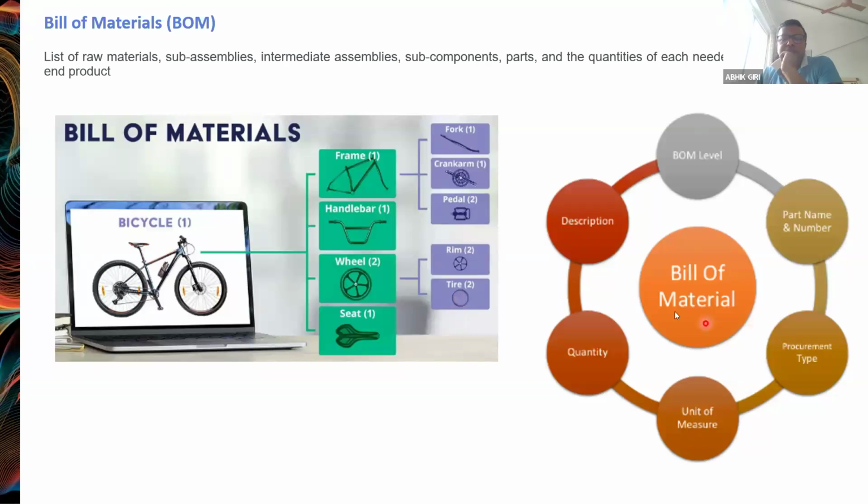A bill of material would contain the BOM levels, for example, level 1 and level 2. It has the part name and number, procurement type, unit of measure, whether it is in units or in kilograms, then how many units. In this case, the units are either one or two, and a description. So that's the information which a bill of material consists of.